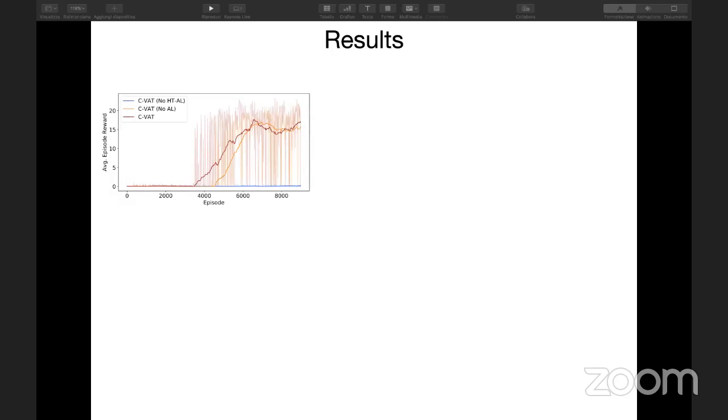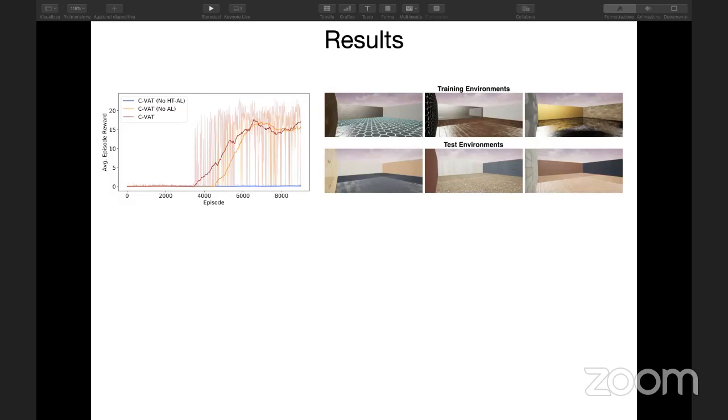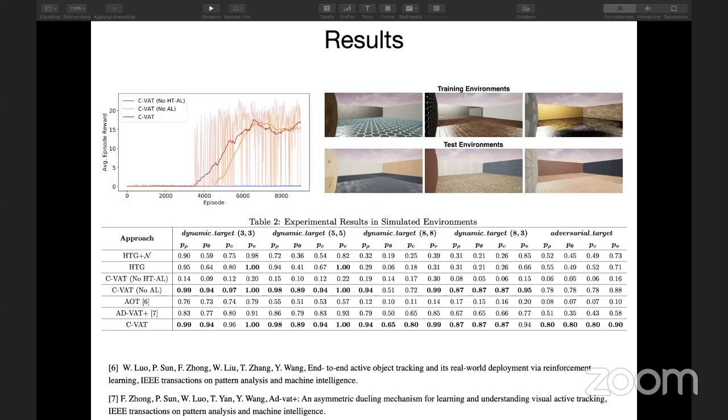To test our proposed approach, we design other new environments with previously unseen textures and compare it against several baselines, such as HTG and also two other state-of-the-art methods like Advat Plus and Active Object Tracker.